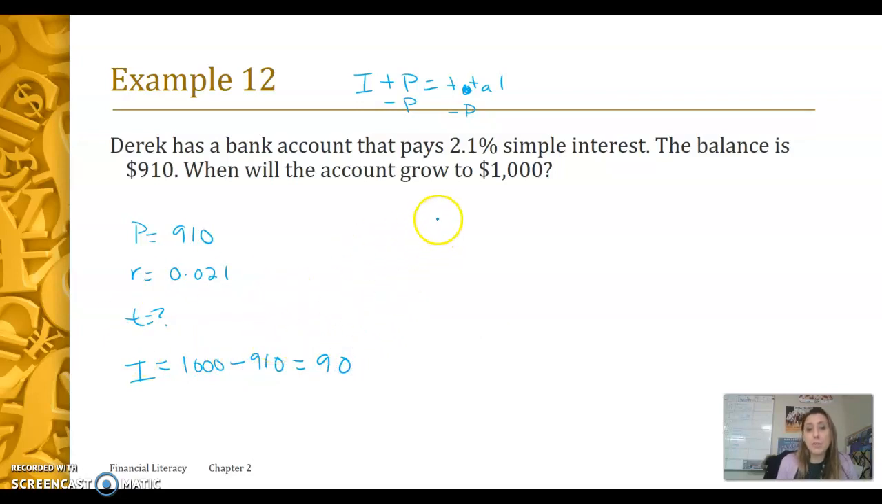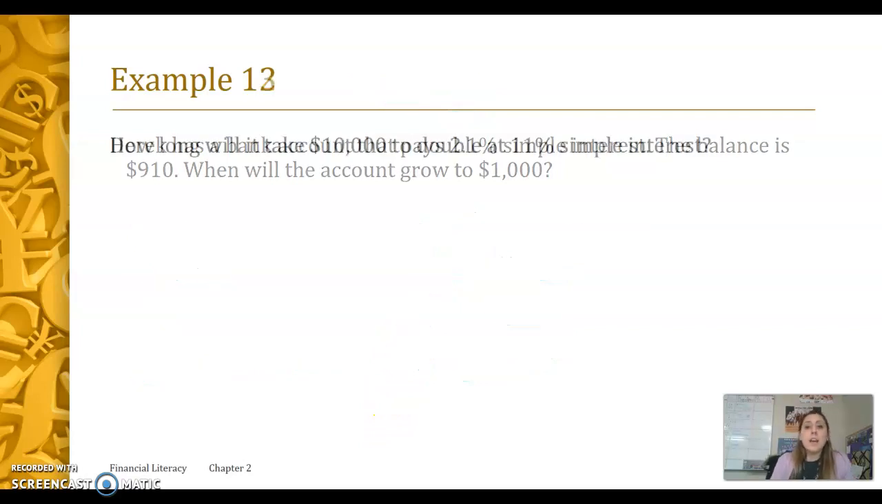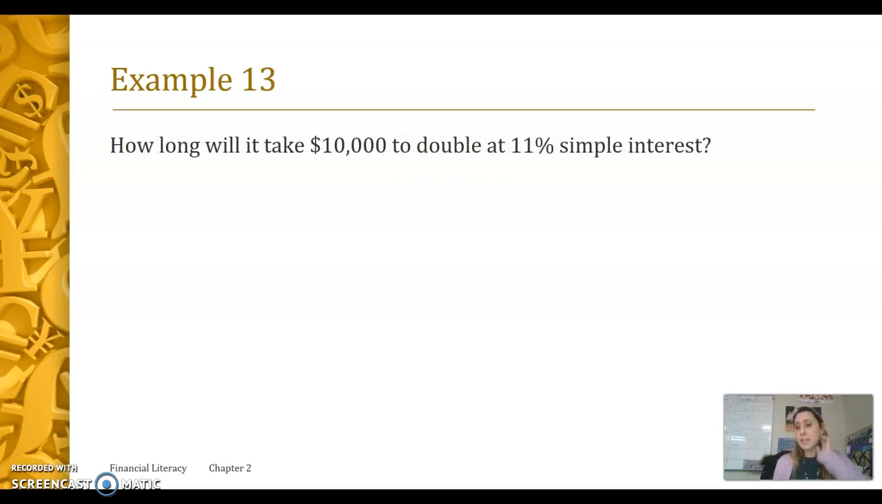So now we have all the parts we need to solve, and then this is just like it was before. So 90 is equal to our principal times our rate times time. And then we just need to solve. So go ahead and hit pause and try to solve that on your own. Okay, so now I multiplied those two numbers, I divided, and I ended up with approximately the time being about 4.7 years.